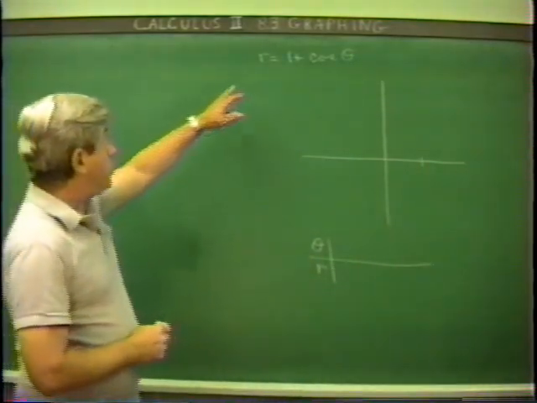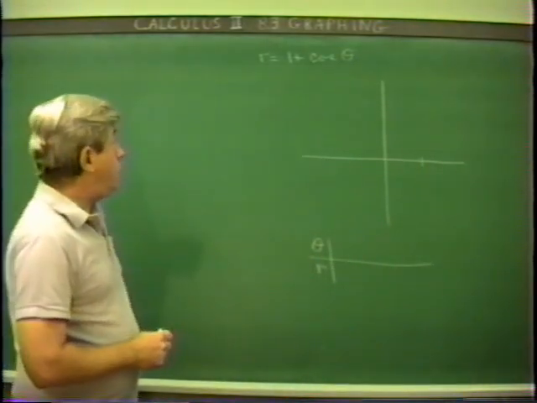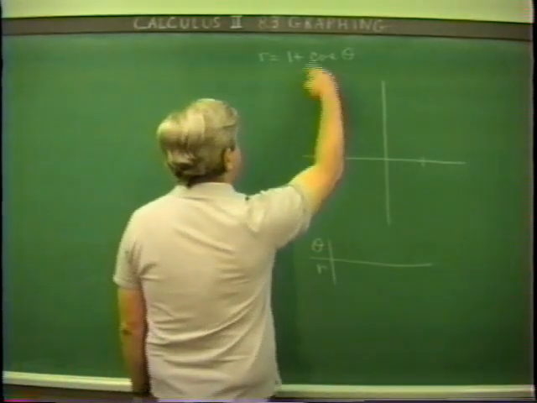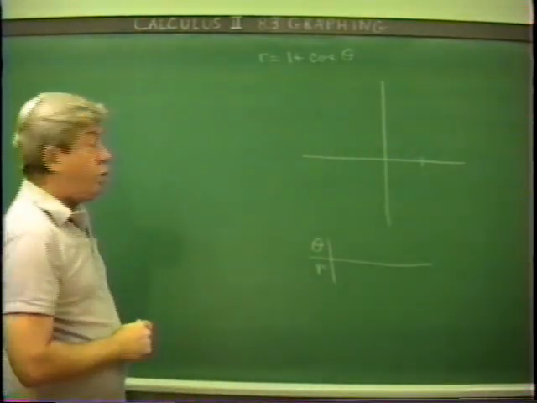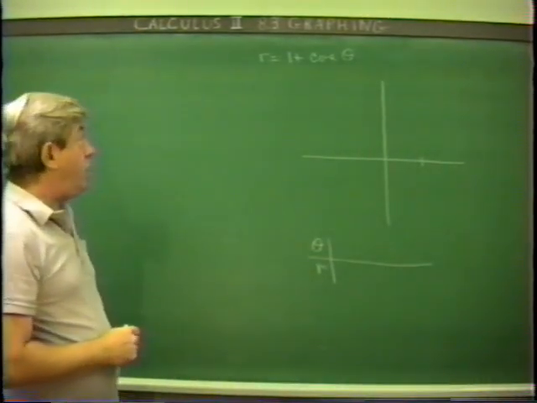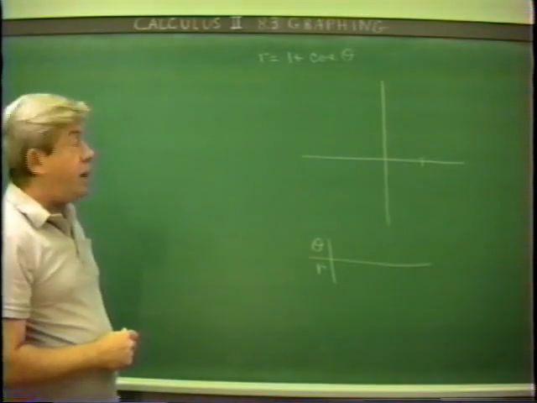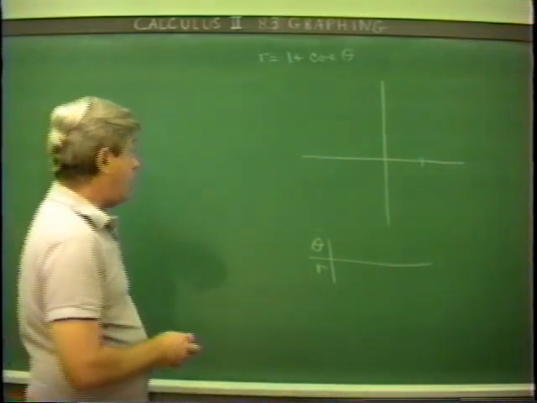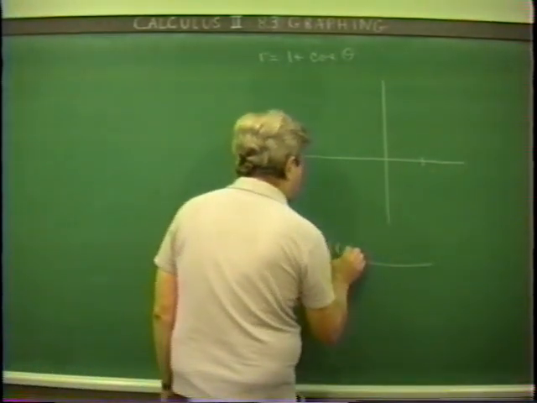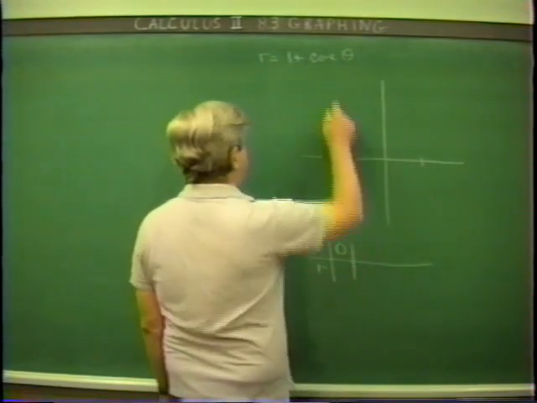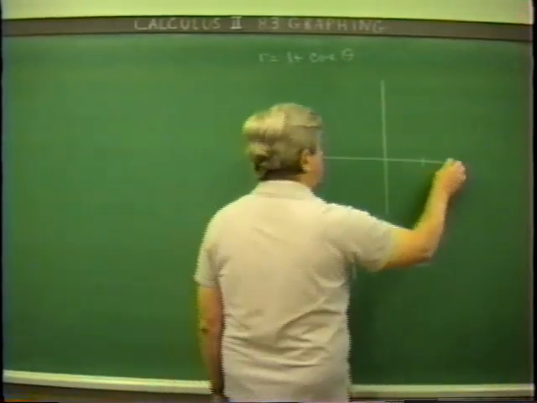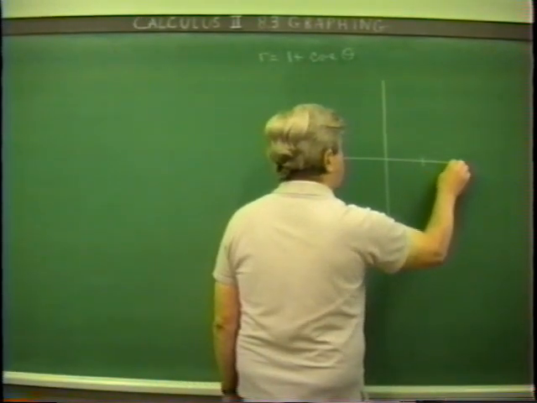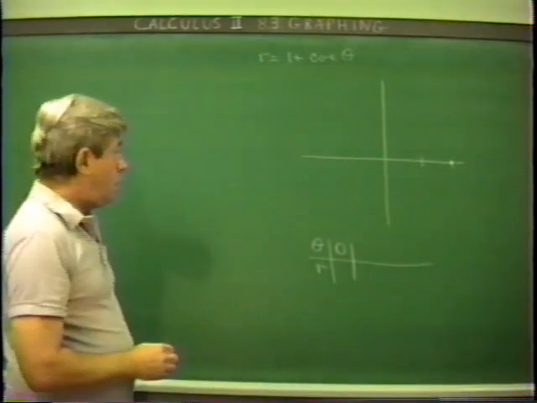Now, here what happens with r equals 1 plus cosine theta is that this graph repeats as theta goes between 0 and 2 pi. So we really only need to graph the angles between theta equals 0 and theta equals 2 pi in order to see what this looks like. For that purpose, let's just draw a few of them. When theta is equal to 0, cosine theta is 1, so this is equal to 2. So there's a point on the graph.